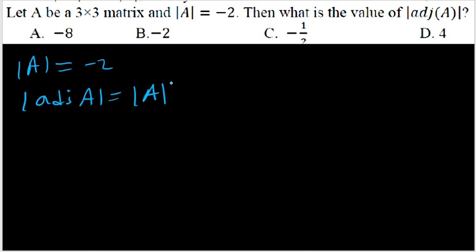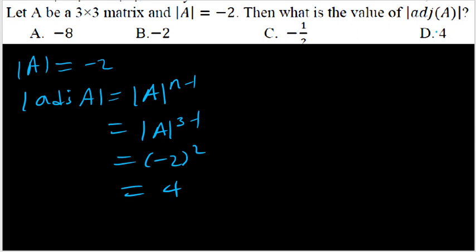Next question. Let A be a 3 by 3 matrix, and the determinant of A is again given, which is equal to -2. Then what is the value of the determinant of the adjoint of A? We already proved the determinant of the adjoint of A is the determinant of A to the power of n minus 1, which is the determinant of A to the power of 3 minus 1, which is -2 to the power of 2, which is 4. So the answer will be D. Next question.